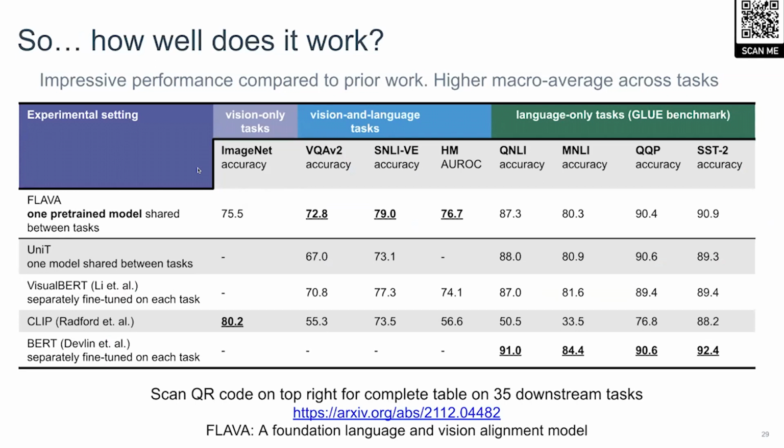So how does it work in practice? It has very good performance compared to VisualBERT and CLIP on most of the image tasks, and even BERT on NLP tasks, and also much better than UniT, which was directly trained. Overall, the global macro average of FLAVA on all of these tasks is much higher compared to any of the baselines. For more details, you can scan the QR code and see all of the tasks. There's a big table in the paper that you can see for all of these tasks.